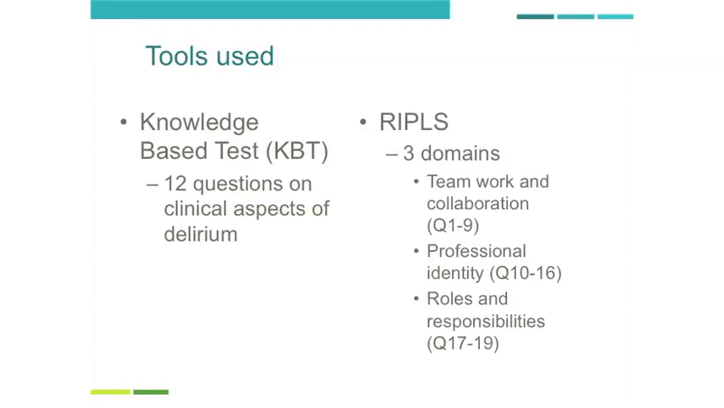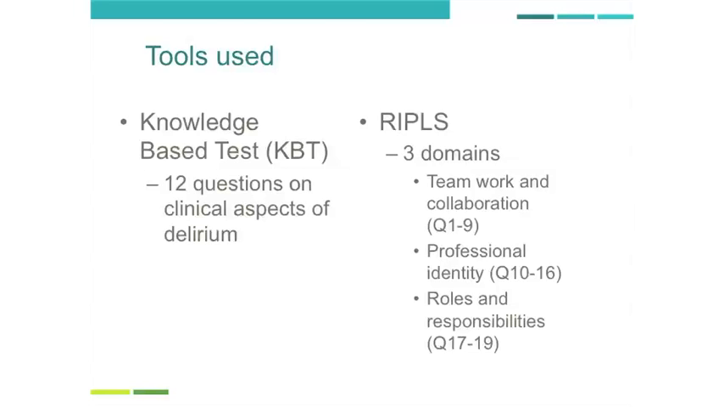A bit more detail in the tools that we use. So the knowledge-based test is a 12-question knowledge-based test that is derived from published nursing and medical literature on clinical care on delirium. And the Readiness for Interprofessional Learning scale is a 19-question questionnaire that covers 3 domains, which are predominantly teamwork and collaboration, professional identity, and roles and responsibility. Bearing in mind that it's a modified version, but there was a specific reason why we didn't choose that, purely because from a time frame point of view and also from a practicality point of view as well.